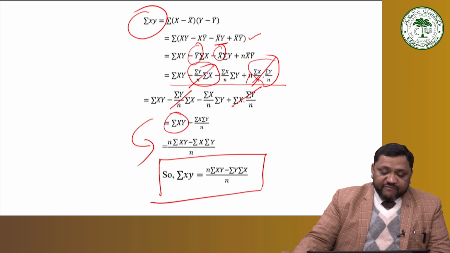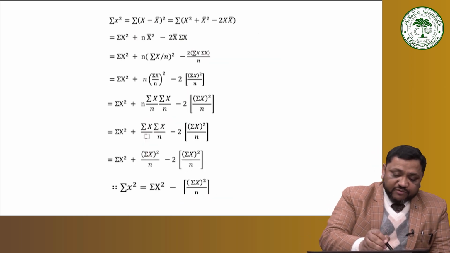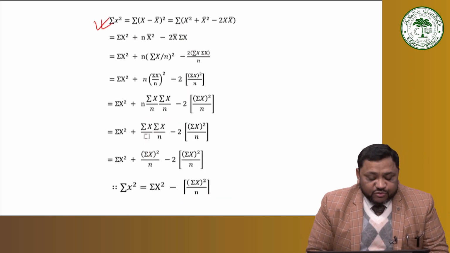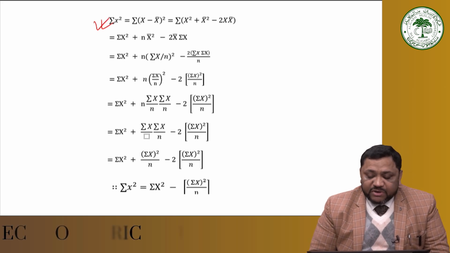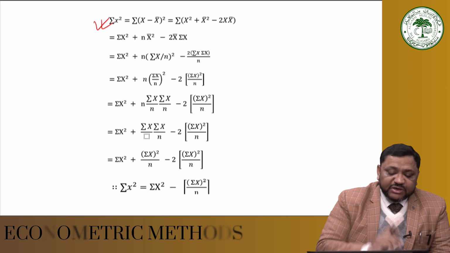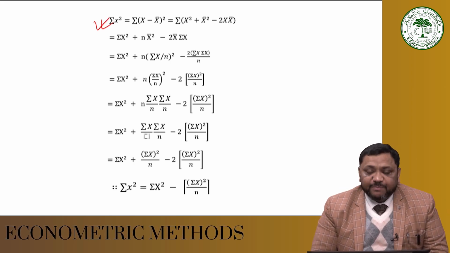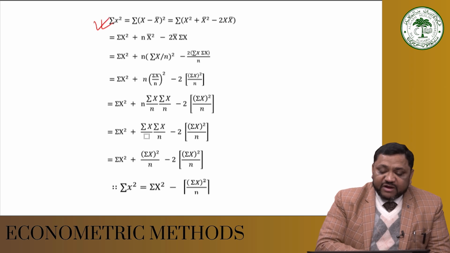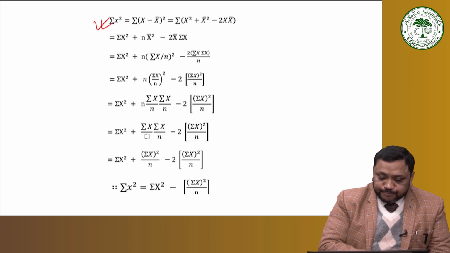So earlier we worked with summation small xy. Now we are working with summation x square. If you open summation small x square, it becomes summation (x minus x bar) whole square. Now using the formula for (a plus b) whole square, we can write it as summation x square plus x bar square minus 2x x bar.